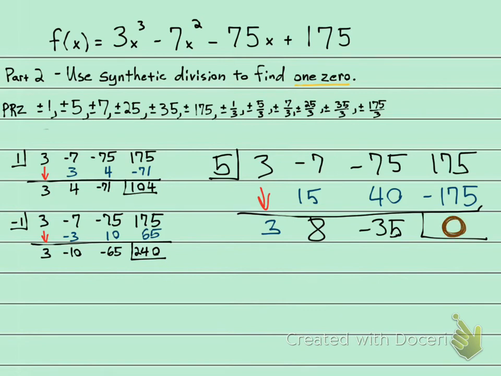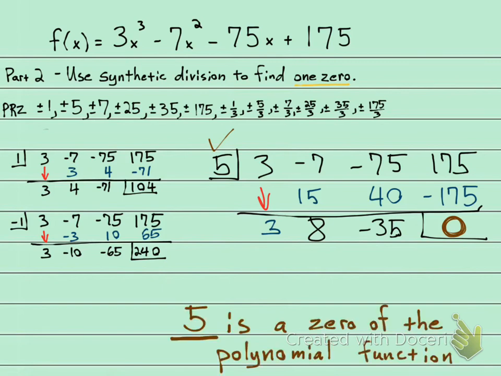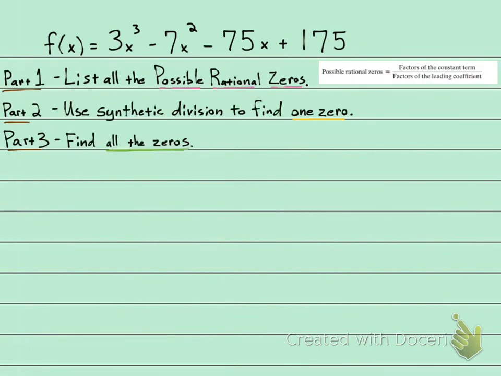Okay, so guess what? 5 is a 0. All right, now you could have found one of the other two zeros, but 5 is a 0, and that's how I answer part 2. Okay, you can give them any one of those 3, and they're going to say that is correct. All right, this concludes part 2. 5 is a 0 of the polynomial function. Let's go take a look at part 3. Find all of the zeros.